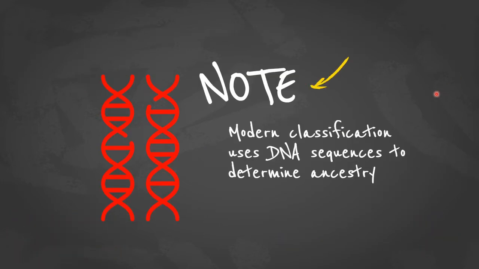This is a quick note. So in today's world, persons are now using DNA sequences to determine ancestry. So the scientists in the lab, they're looking at the DNA of different organisms, and it makes them able to basically track where they're coming from.